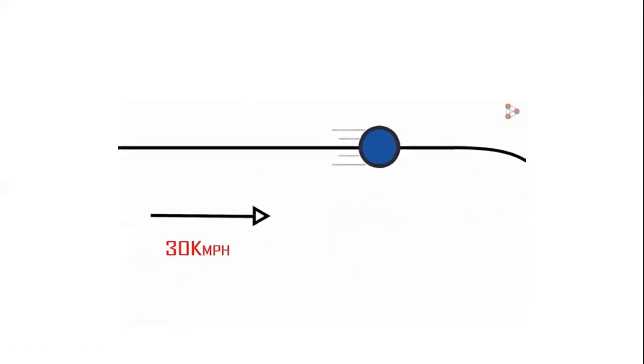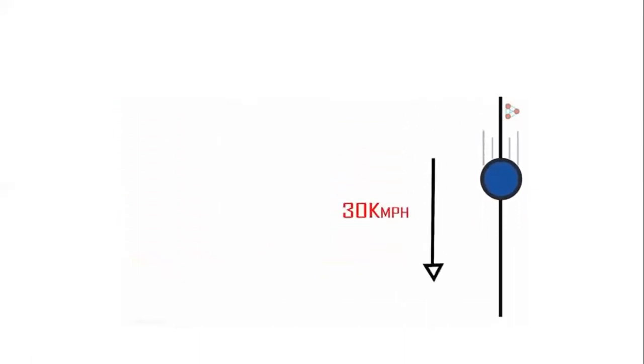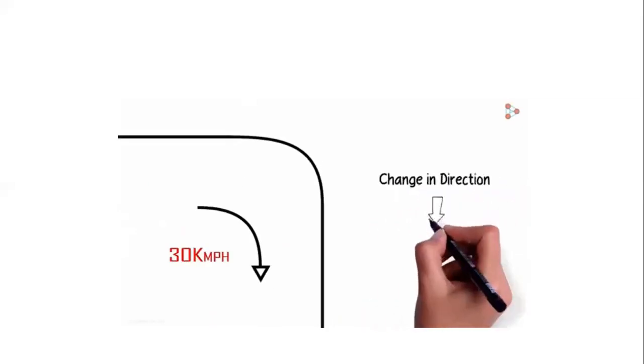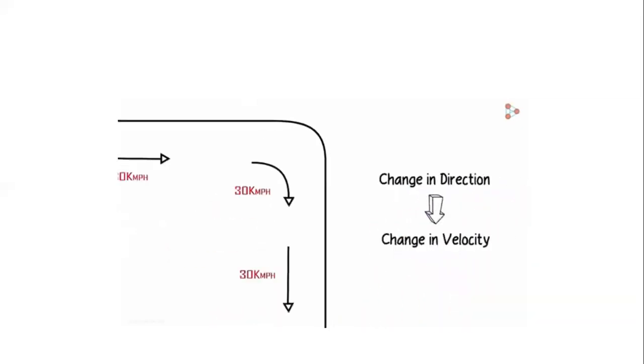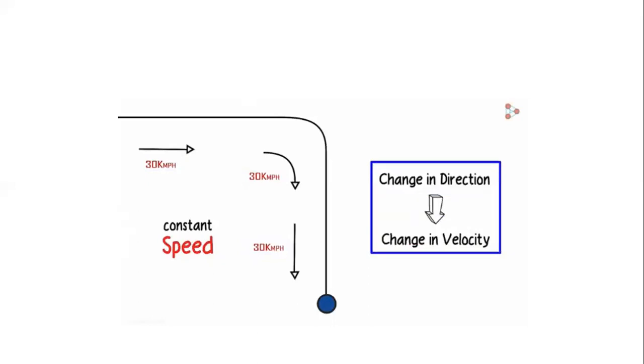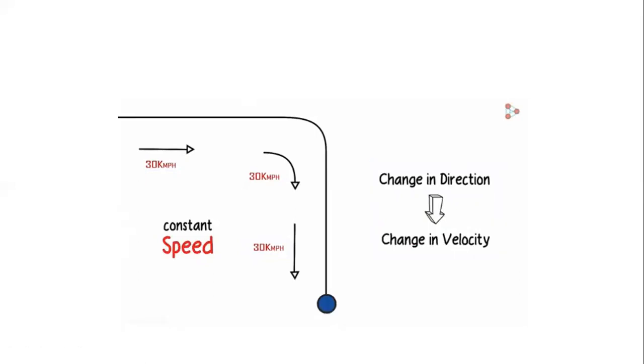In another scenario, assume that a body is moving at 30 kilometers an hour, and then it turns right at 30 kilometers an hour and continues traveling at the same speed of 30 kilometers per hour. Will there be acceleration in this case? The answer is yes. As the direction is changing, the velocity will also change. The only thing constant in this example is speed, but the velocity changes as the direction changes. So this was the most important concept you had to know about acceleration. It will exist only when there is a change in velocity.